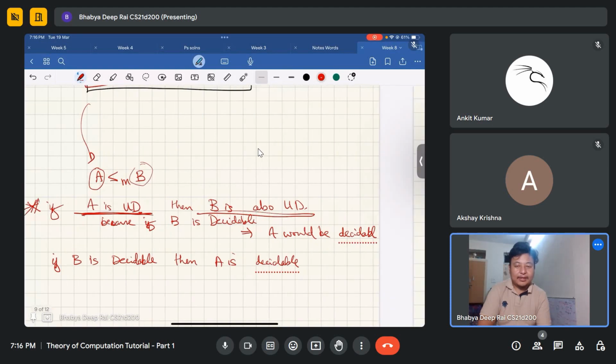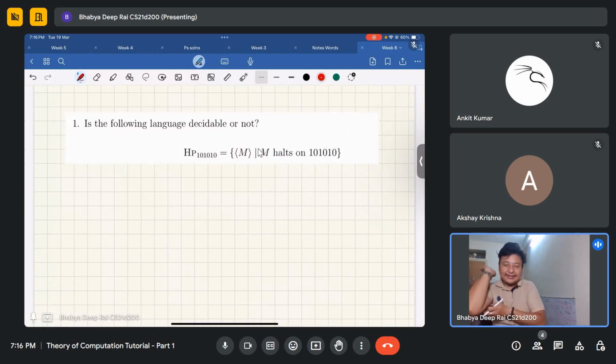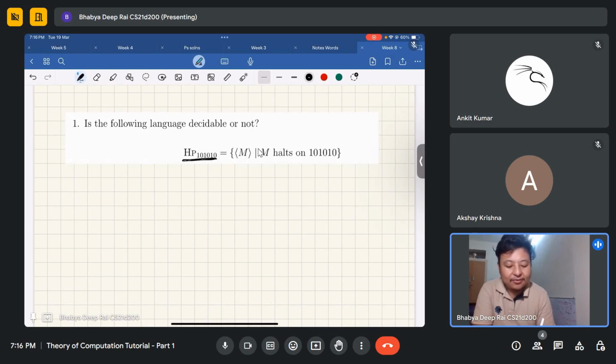Okay. So this is slightly on the more difficult side, I would say. But please let me know if you don't get something. Here is the question. HP101010 is the set of, okay, I think there are too many 10s. So I'll just call it HP101.